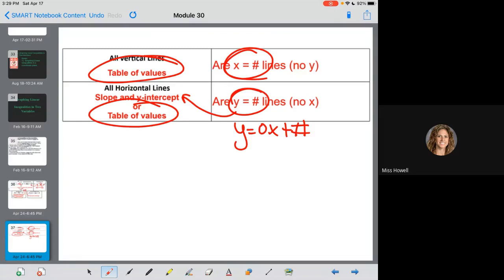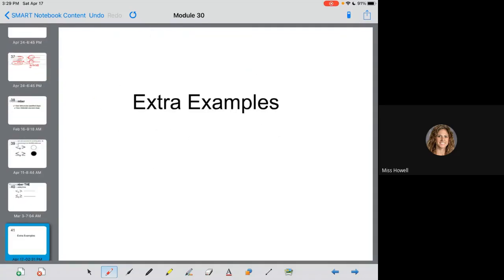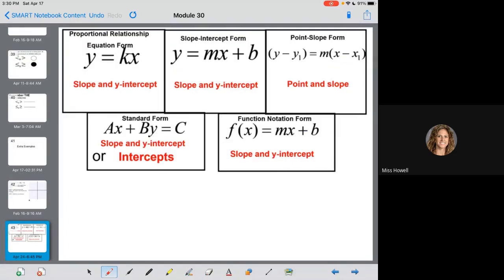So picking up where we left off in our notes yesterday, or in our previous lesson, let's continue with our examples. So number 5, we have the linear inequality y plus 5 is less than or equal to -4 times x minus 1. Now, we want to pick a method here to help us graph. Since it's in point-slope form, I would suggest using the point and the slope that you know from that when we make it an equal sign equation to start.